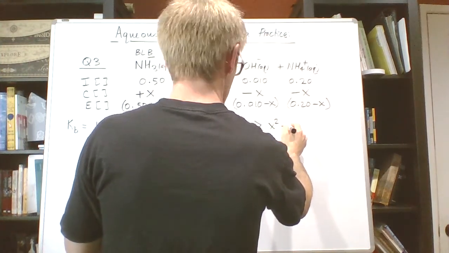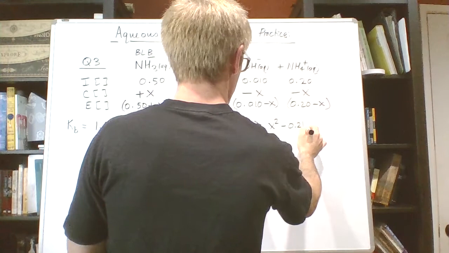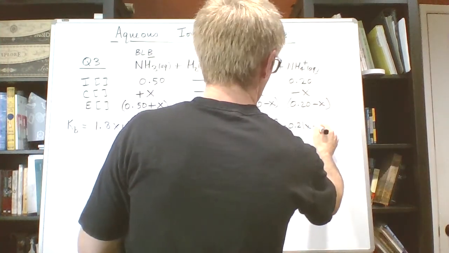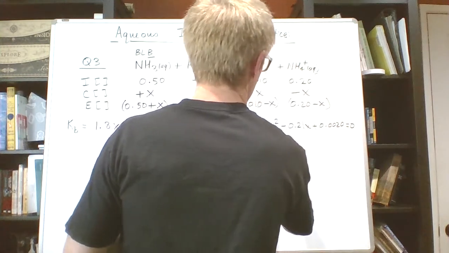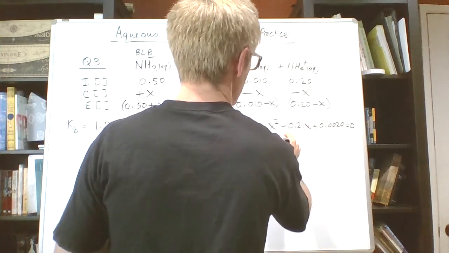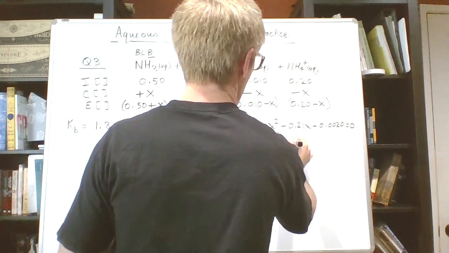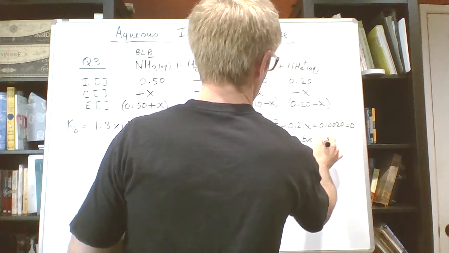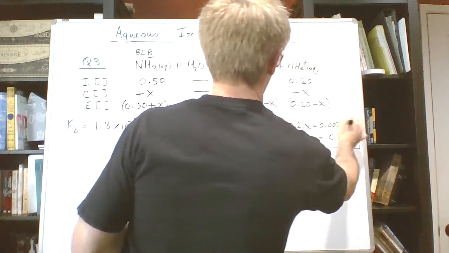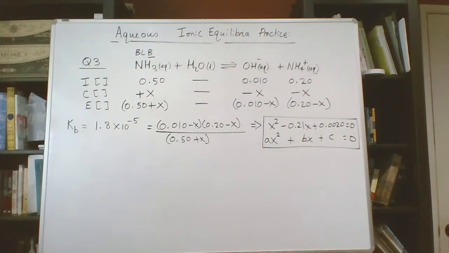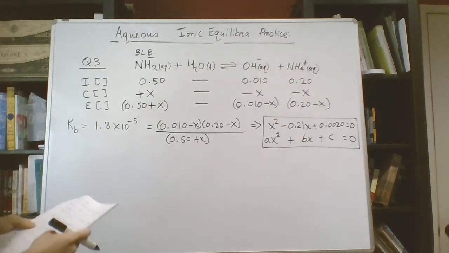So the final equation would be x squared minus 0.21x plus 0.0020 is 0. And this is a quadratic equation of the form ax squared plus bx plus c equals 0. So now I have the equation in the quadratic form, I'm going to proceed with the quadratic.